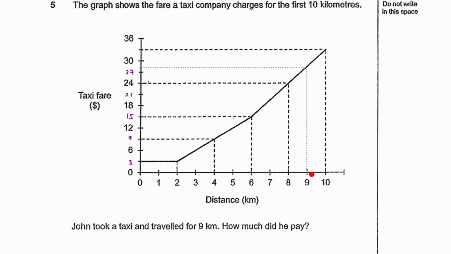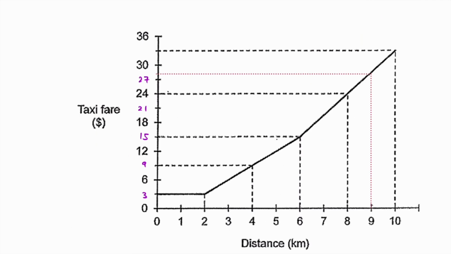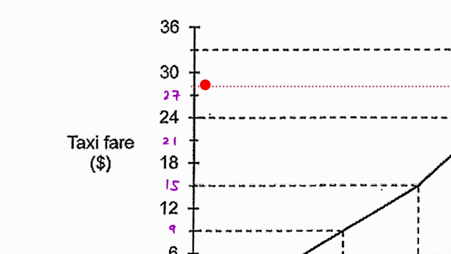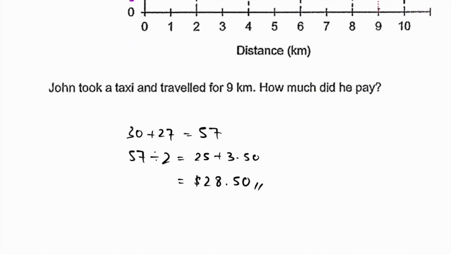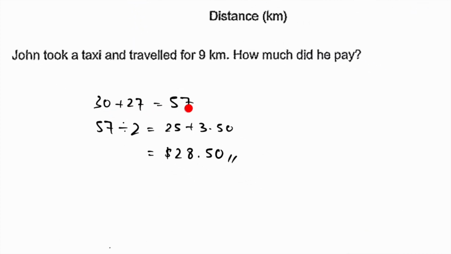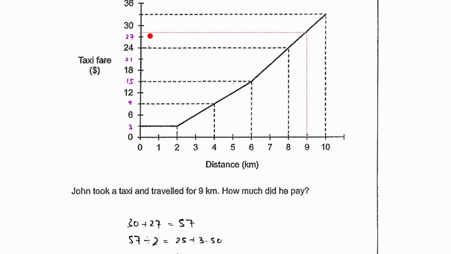So if you draw this line here up from 9, you trace it up and hit the dollar portion here, you realize it's neither 27 exactly nor 30. In fact, I can probably say that it's about midway between 30 and 27. So what you can do is simply to add 30 and 27 and then half that. That's about $28.50, like halfway through here.